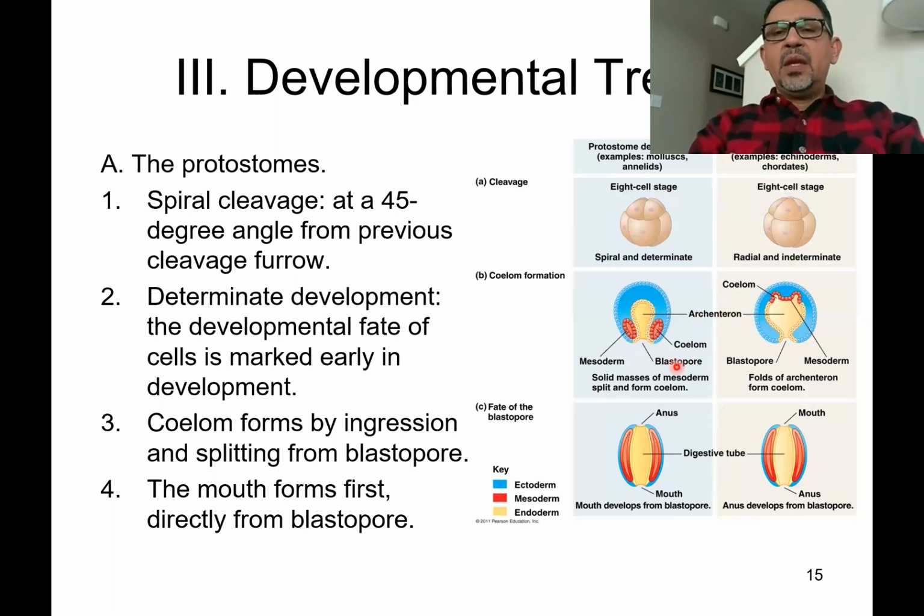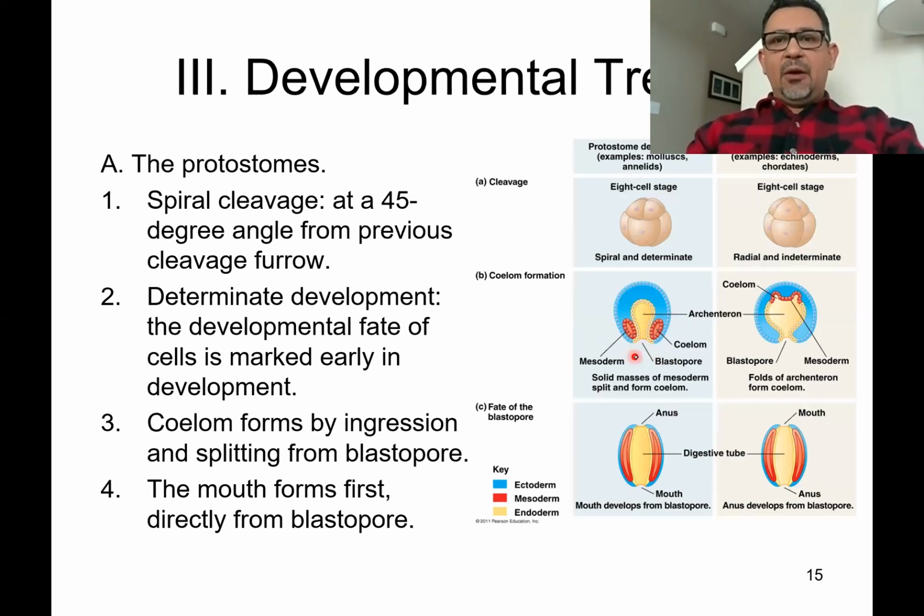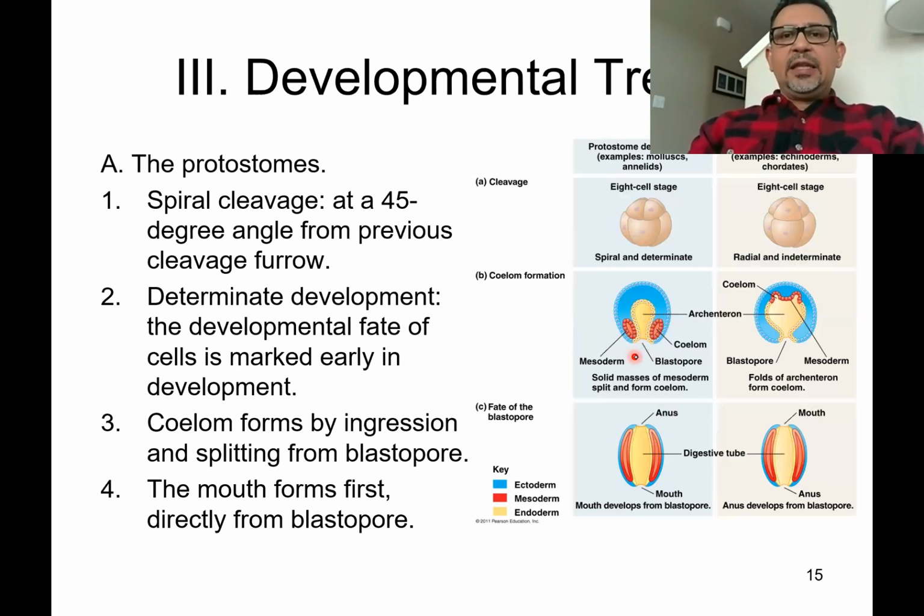blastopore. So with animals we call protostomes, this first opening of the embryo into the archenteron becomes the mouth. Consequently, the word protostome has a literal meaning. Proto meaning first, and stome means mouth. And so the mouth forms first. That's what the protostomes are: animals where during the embryo, this first opening, the blastopore, goes on to develop into the mouth.